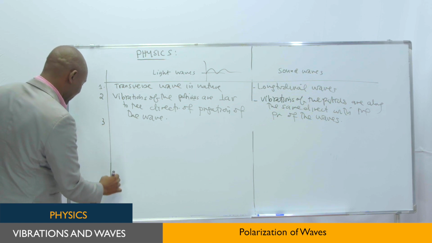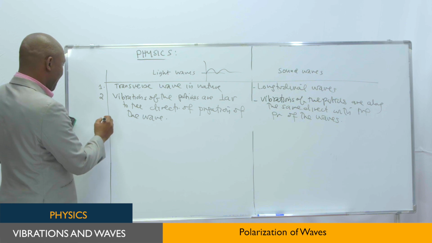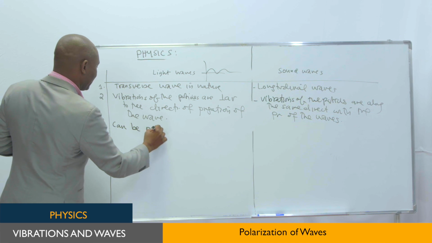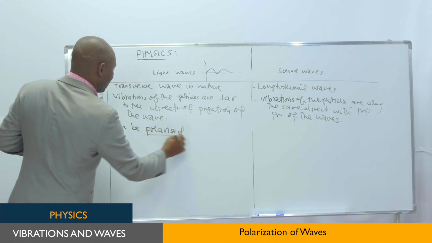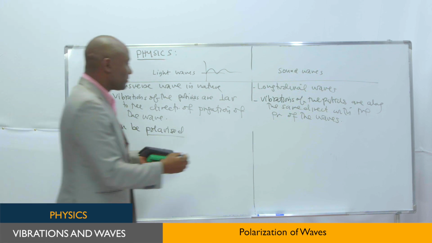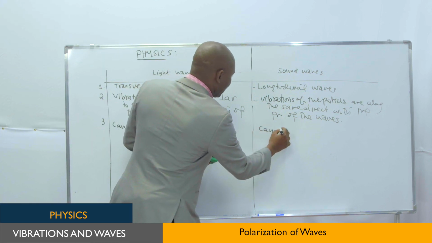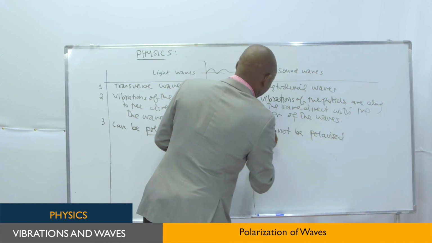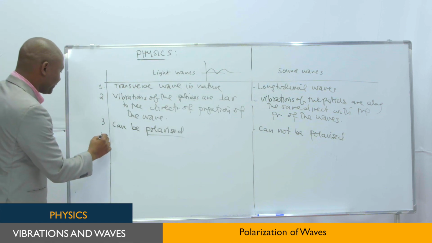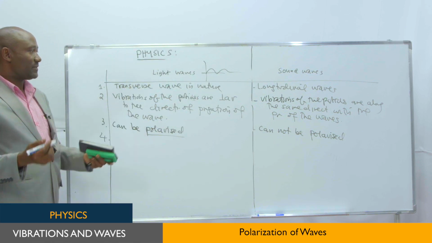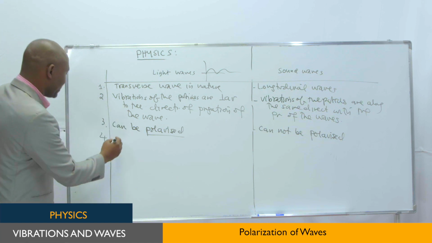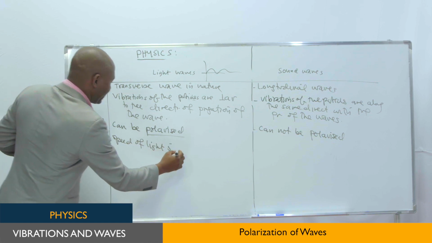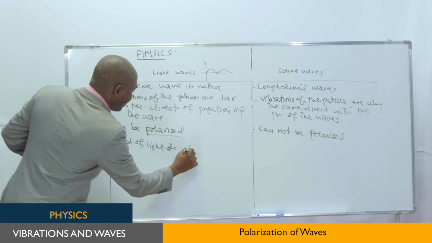Now, number 3, transverse light waves can be polarized. That's what we saw from our discussion. Sound cannot be polarized. Then, the speed of light waves does not depend on the medium. It's constant.